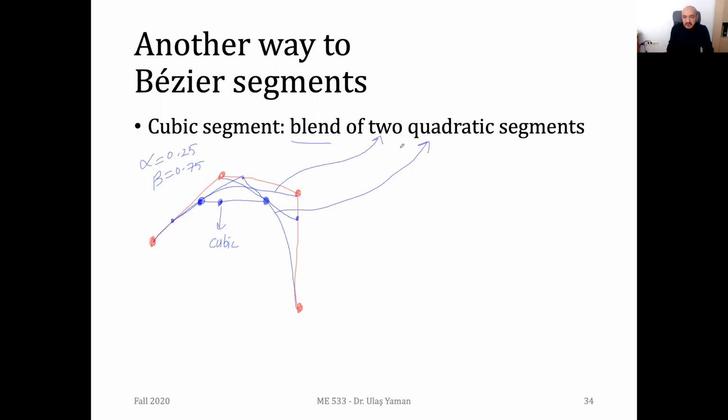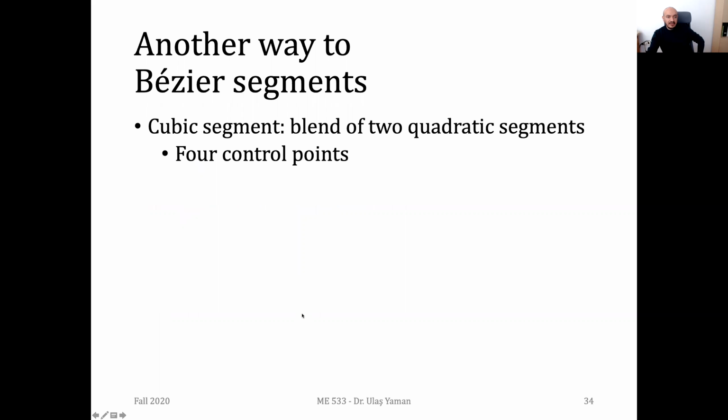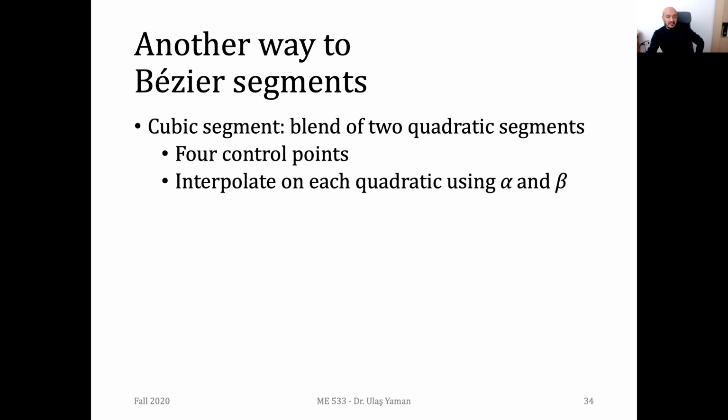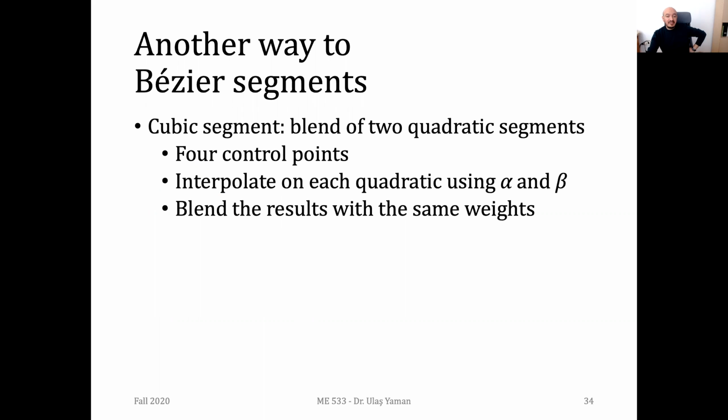Since we are blending two quadratic segments. And if you do it many times, then you will obtain such points and join them together to obtain the final cubic segment. Any questions, guys? Okay. Then obviously, as I've drawn, we have 4 control points. We are interpolating on each quadratic part, again using alpha and beta, and we are blending the results, again, with the same weights.